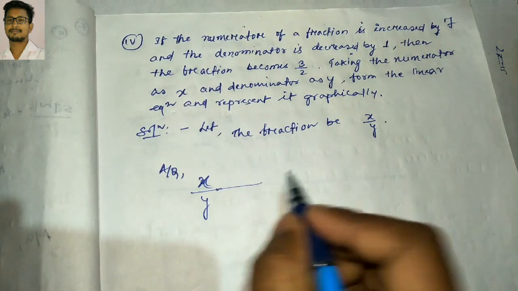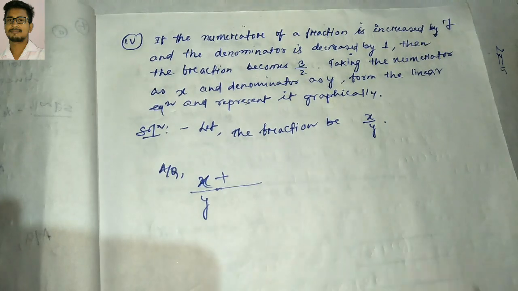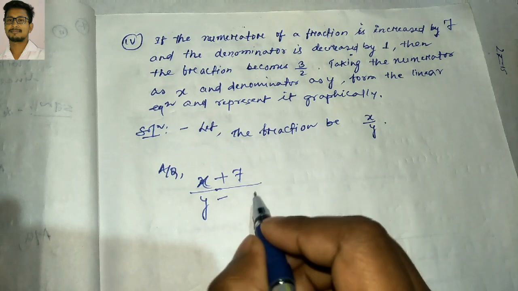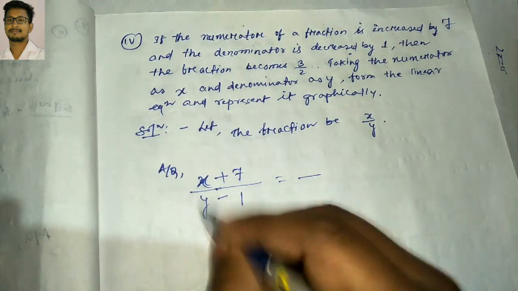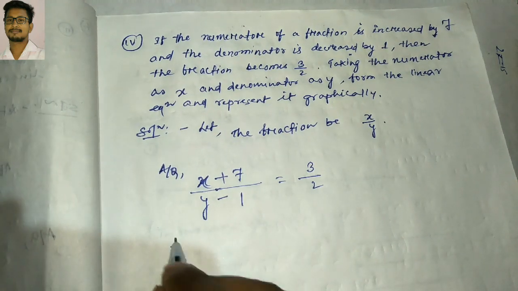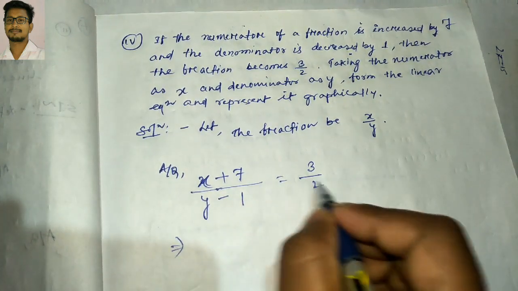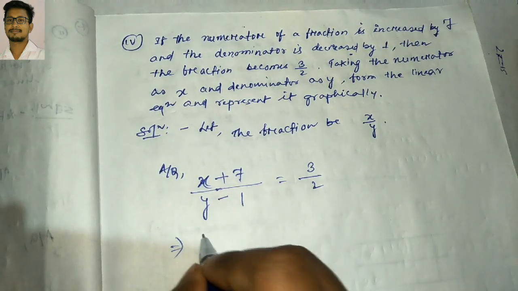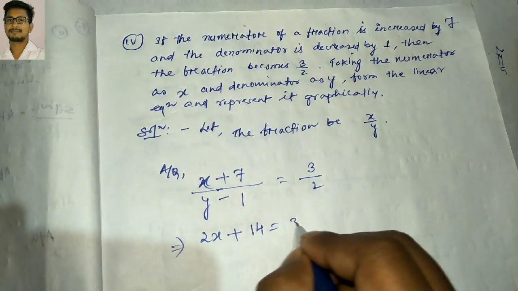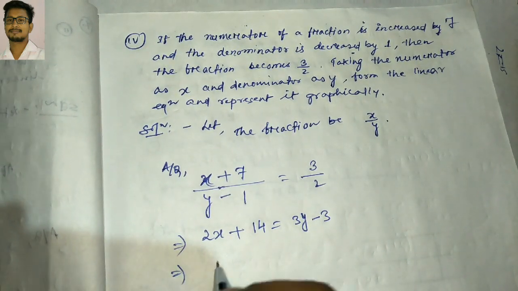According to the question, if the numerator of a fraction is increased, means plus, by 7, and the denominator is decreased, minus, by 1, then this fraction becomes 3 by 2. Then they are asking to find the equation. Do the cross multiplication here. So 2 into x, this 2 will multiply everything on this side. That means twice x plus 2 sevens are 14, that side 3 into y, 3y, minus 3 ones are 3.